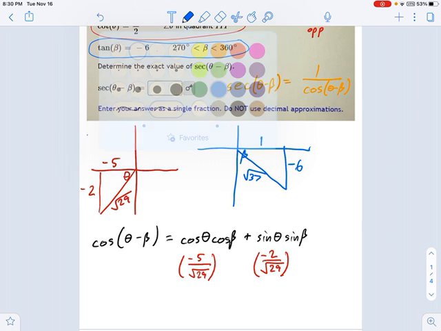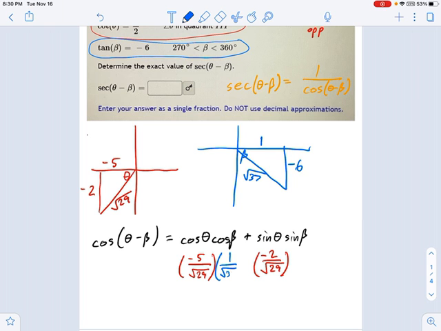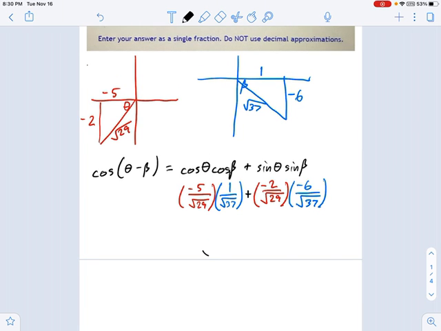Okay, then we have the beta triangle, the right one, the blue coordinate plane here. Cosine of beta in this case is adjacent, that's 1 over square root 37. And then sine of beta is the opposite, that's -6 over square root of 37. And don't forget we have that plus sign in the middle. So sort that all out, and what do we get? Well, on bottom, we have this really ugly denominator, which is 29 times 37 in a square root. We'll need to sort that out, maybe. Maybe not. -5 times 1 is -5.